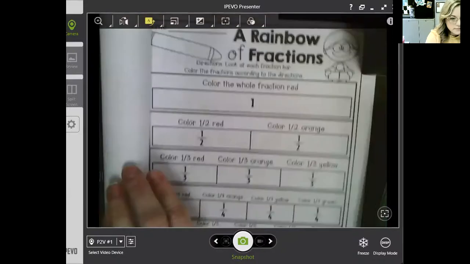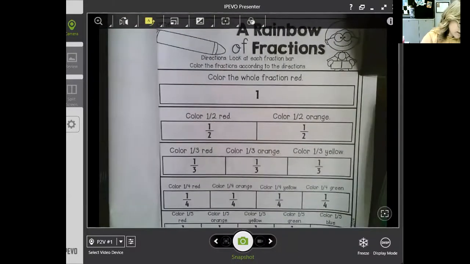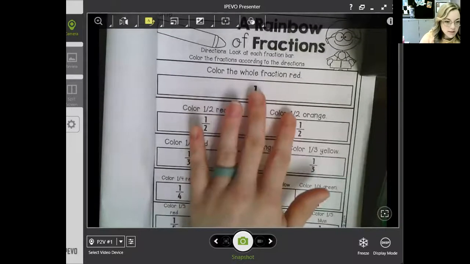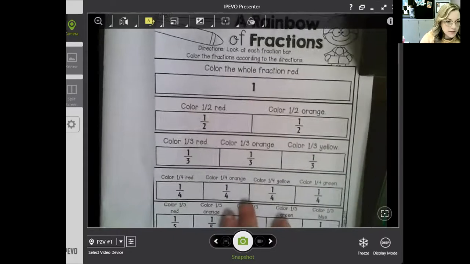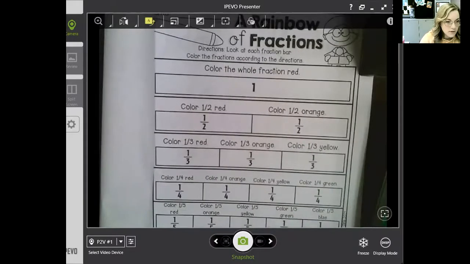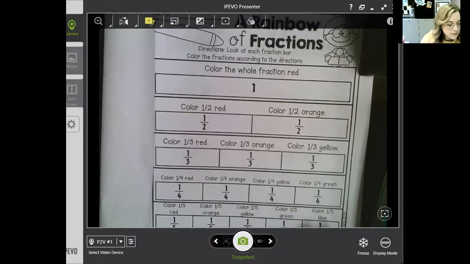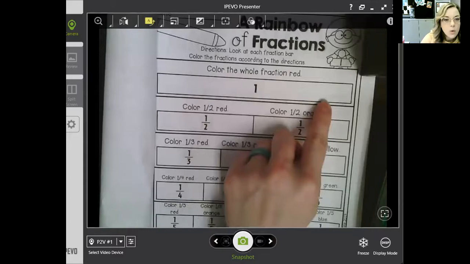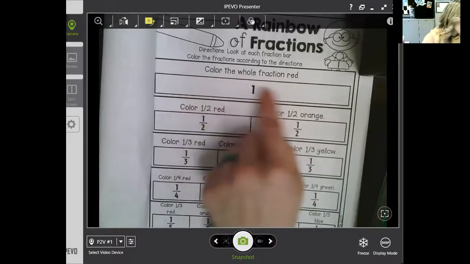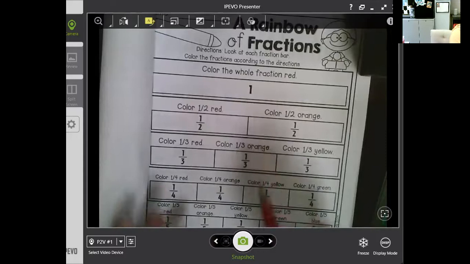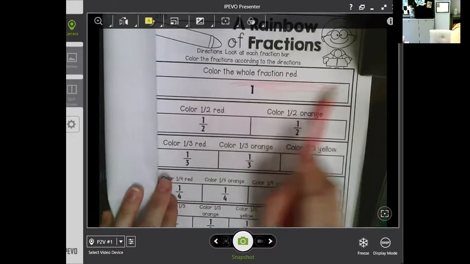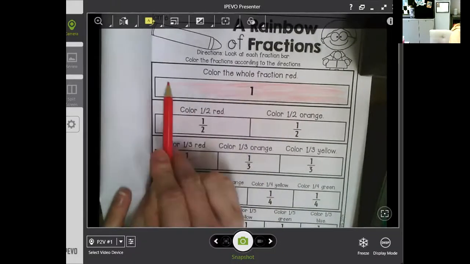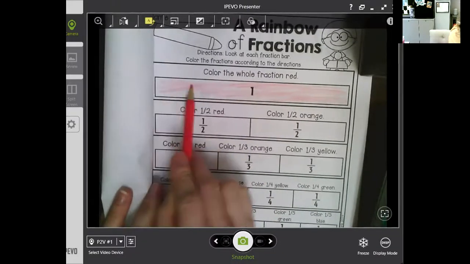A Rainbow of Fractions. We're moving forward from shapes, focusing on fractions. Okay, it's going to give you directions for each of these bars. It's going to tell you what portion of the bar to color what. So the first one asks you to color the whole fraction red. So you're going to color the whole thing red. In fact, let's just do that now together. I'm not going to take the time to make sure that I color the whole thing red, because I don't want to take a lot of your time from doing this on your own.